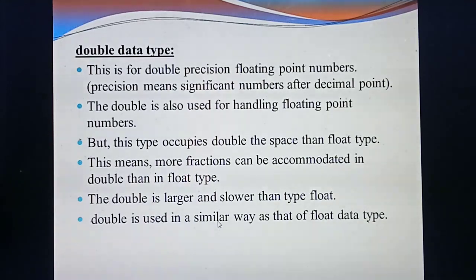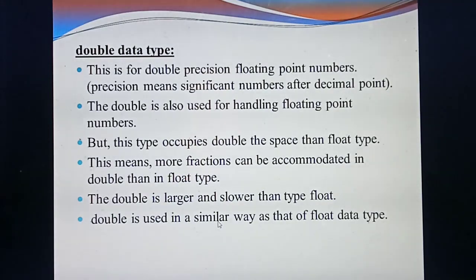When do you need to use this double data type? If you need to represent precision floating point numbers. What do you mean by precision? For example, 13.5678. After the point, you need to represent some significant numbers. So for example, in 13.5678, after the point, what are the numbers? 5678. That we call precision.